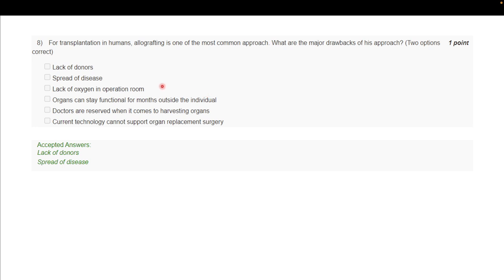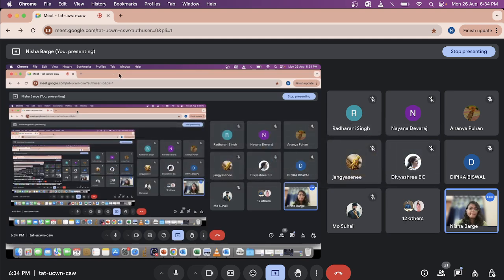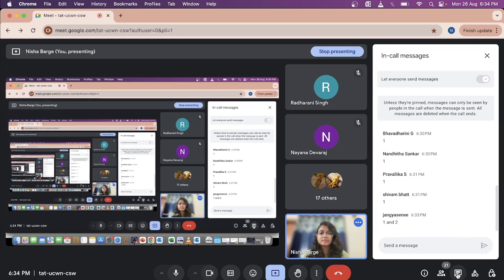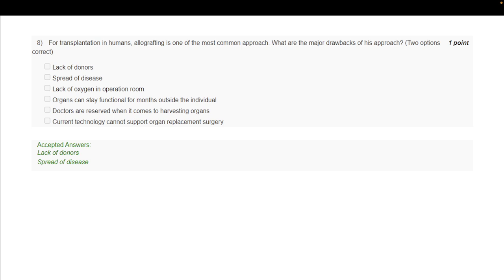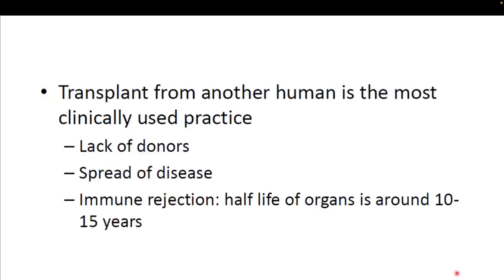Rest of the options don't make sense because lack of oxygen in the operation room is not the correct answer. Organs can stay functional for months outside the individual is also not correct. Doctors are reserved when it comes to harvesting organs is also false, and current technology cannot support organ replacement surgery is also false. So the only two drawbacks for this particular transplantation are the first two. Is this clear? Okay, I'll move on towards the next question then.